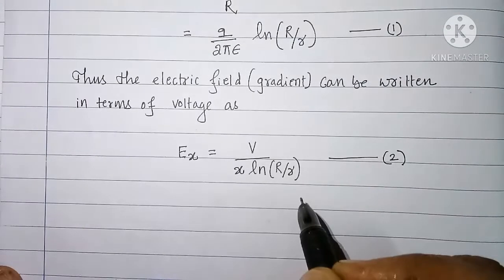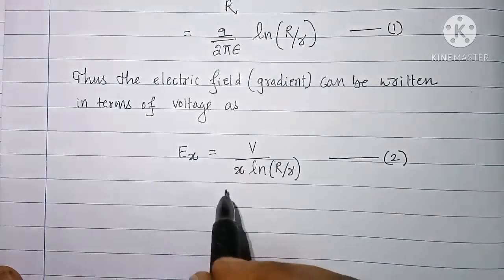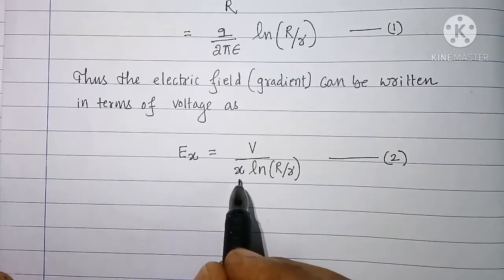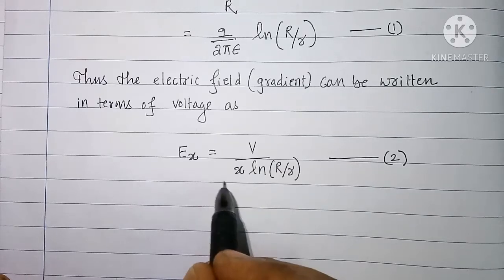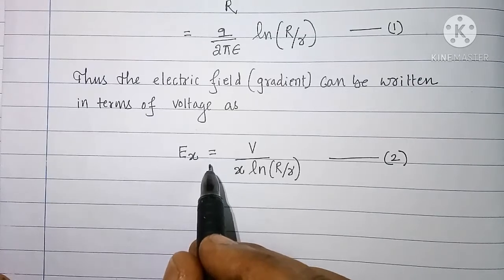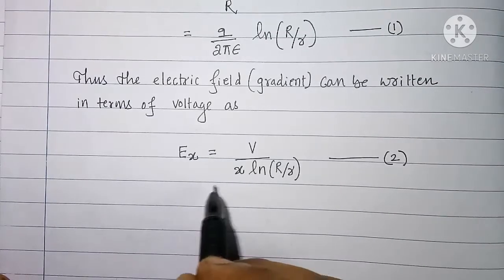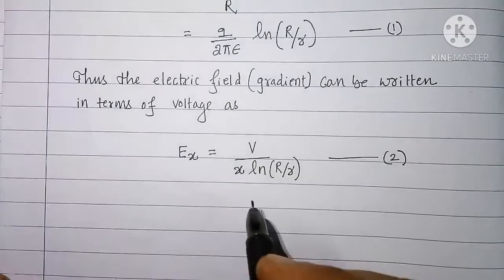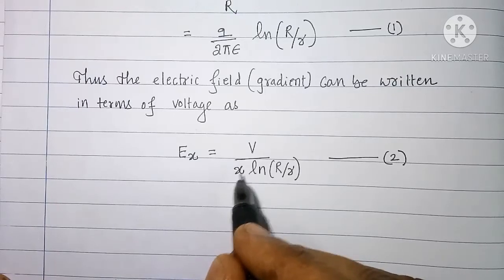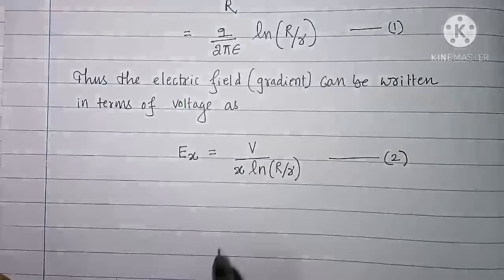From this equation 2, we can understand that the maximum stress occurs when the value of x is minimum. That is, x is equal to radius of the conductor. Inside the conductor, we know that the electric field or gradient or electric stress is equal to 0. And the minimum stress occurs when the value of x is maximum. That is when x is equal to capital R.